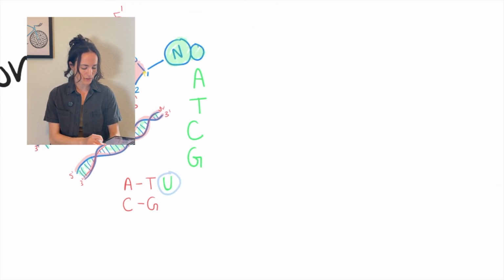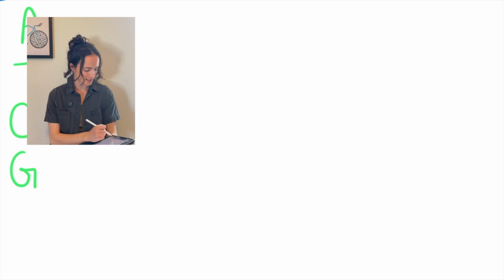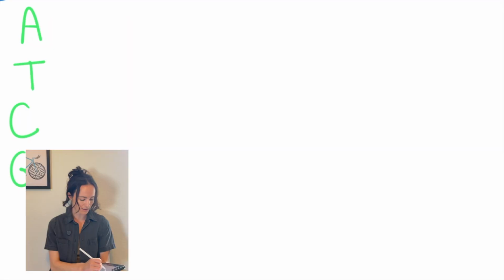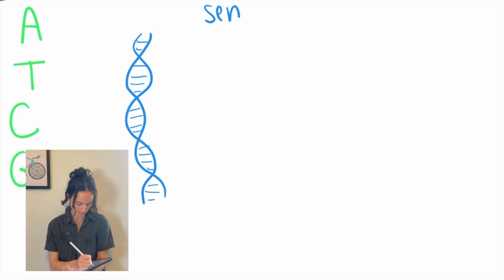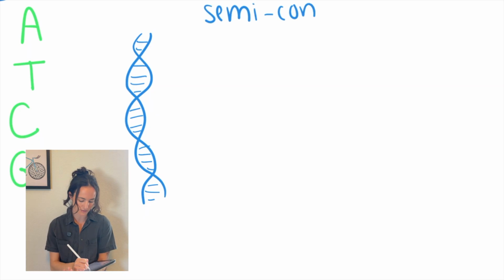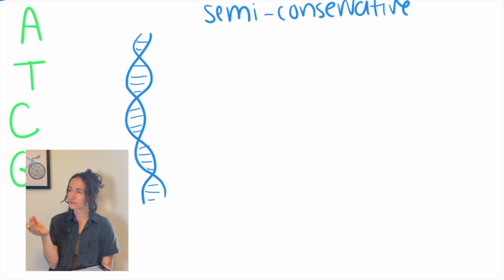Okay, so real quick for replication, let's say we have DNA, it's good, it's in its nice little double helix, and we need to make more DNA. The way this actually happens is through a process that's referred to as semi-conservative. Because we conserve that original DNA strand, but it's actually going to end up in both of the new strands. So let me show you what I mean.